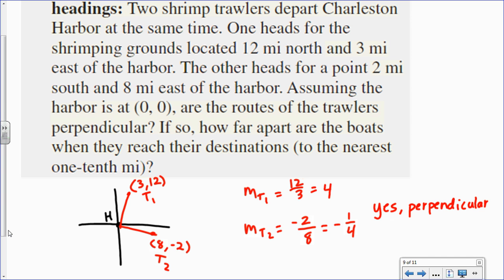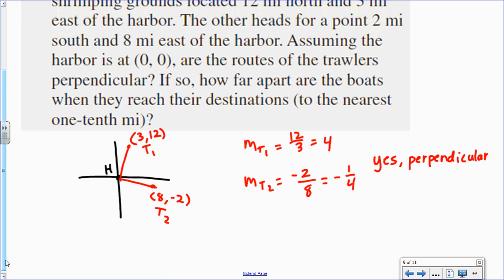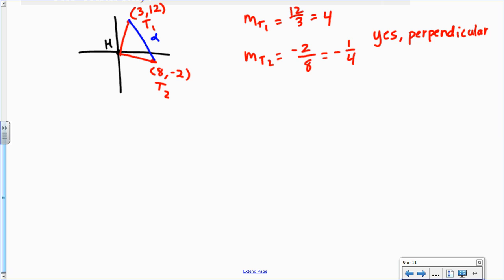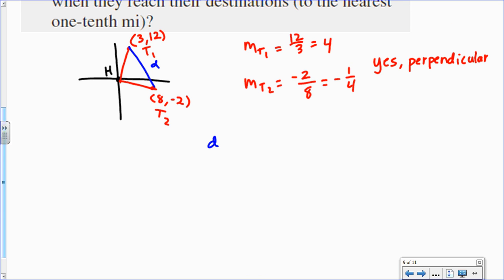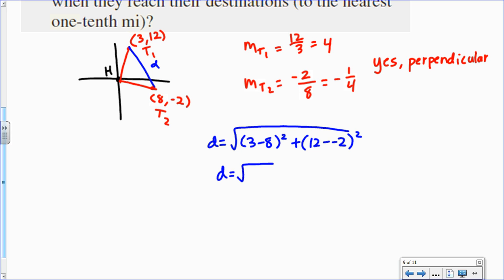And then if so, how far apart are the boats? So I want to know now this distance. So use the distance formula. I'm going to call this the first point. So x1 minus x2 squared plus y1 minus y2 squared. Calculate just what's underneath first.